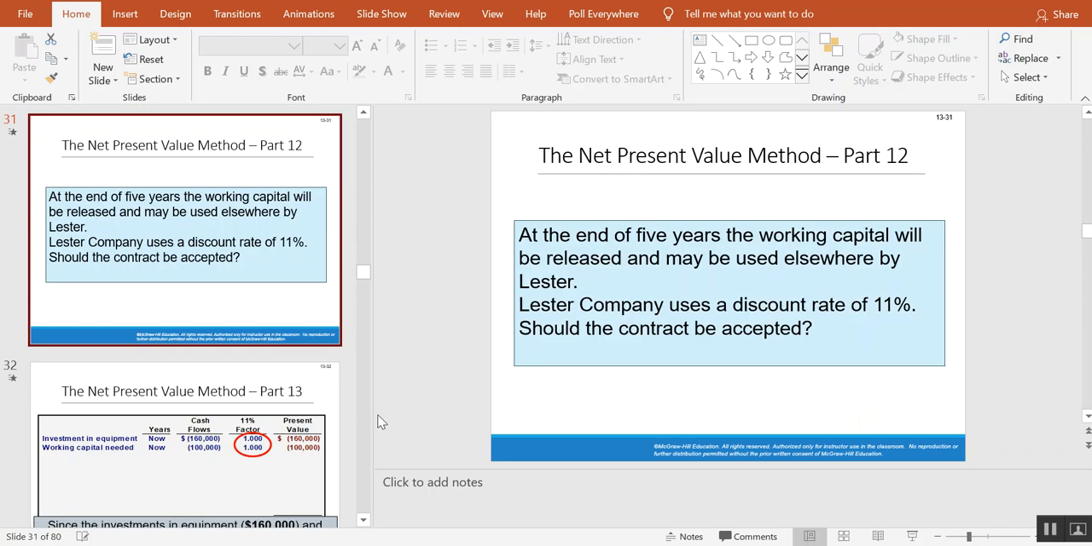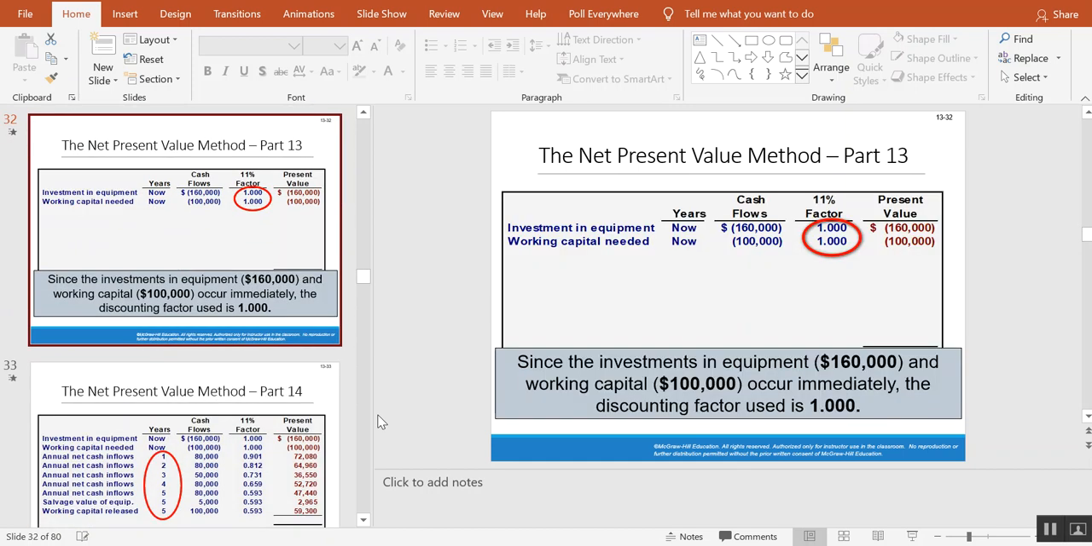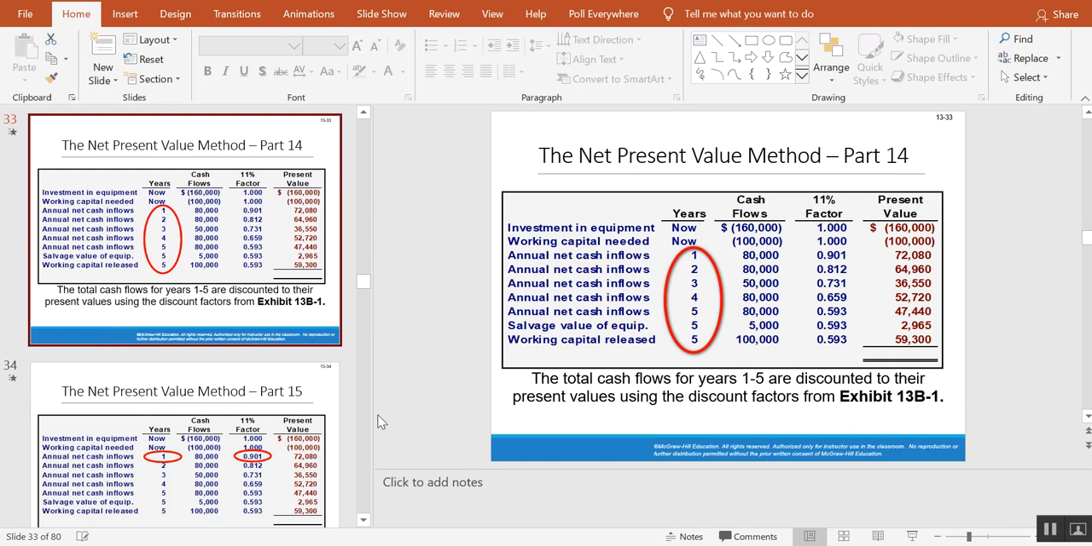One other thing I wanted to mention is the possibility that we would have a series of cash flows that are not consistently the same. And this is really what's demonstrated here. So, for example, in this problem, we have an annual cash inflow in years 1 and 2 of 80,000. Year 3, it drops to 50,000. Years 4 and 5, it goes back to 80,000. And then we start thinking about scrap value of the equipment and the working capital released.